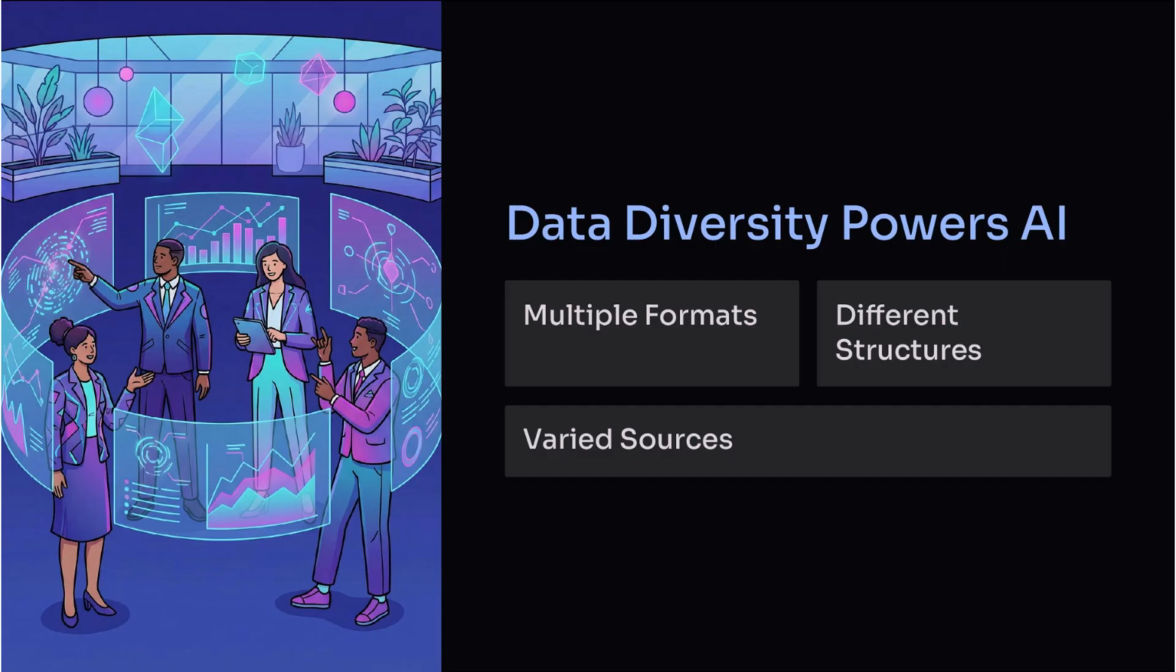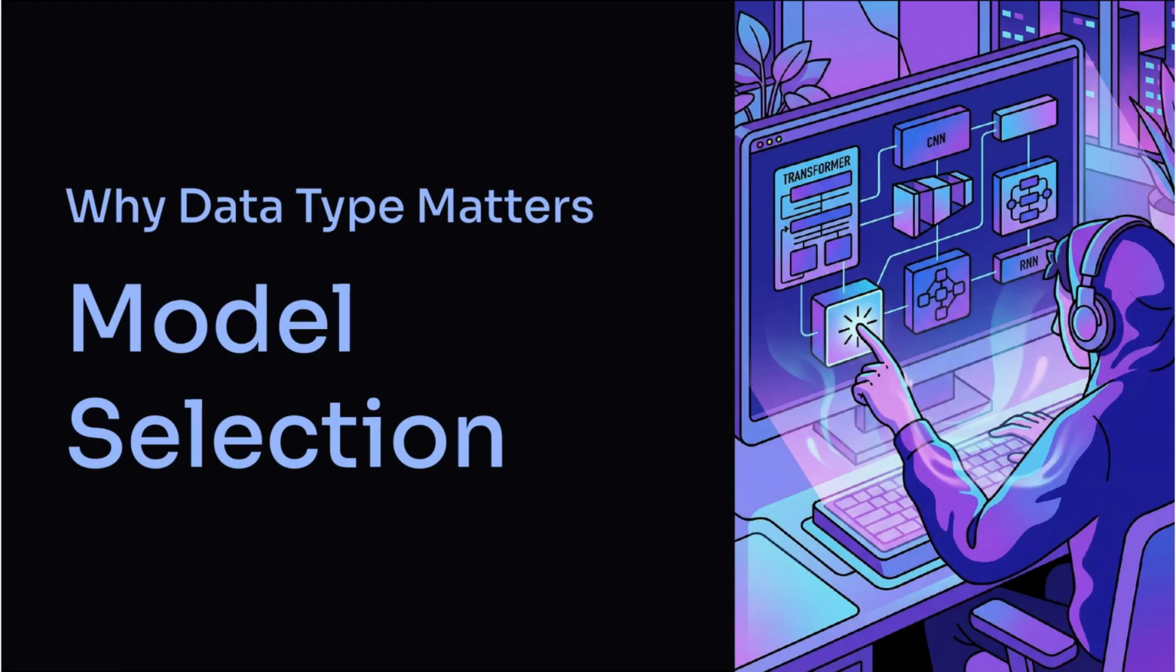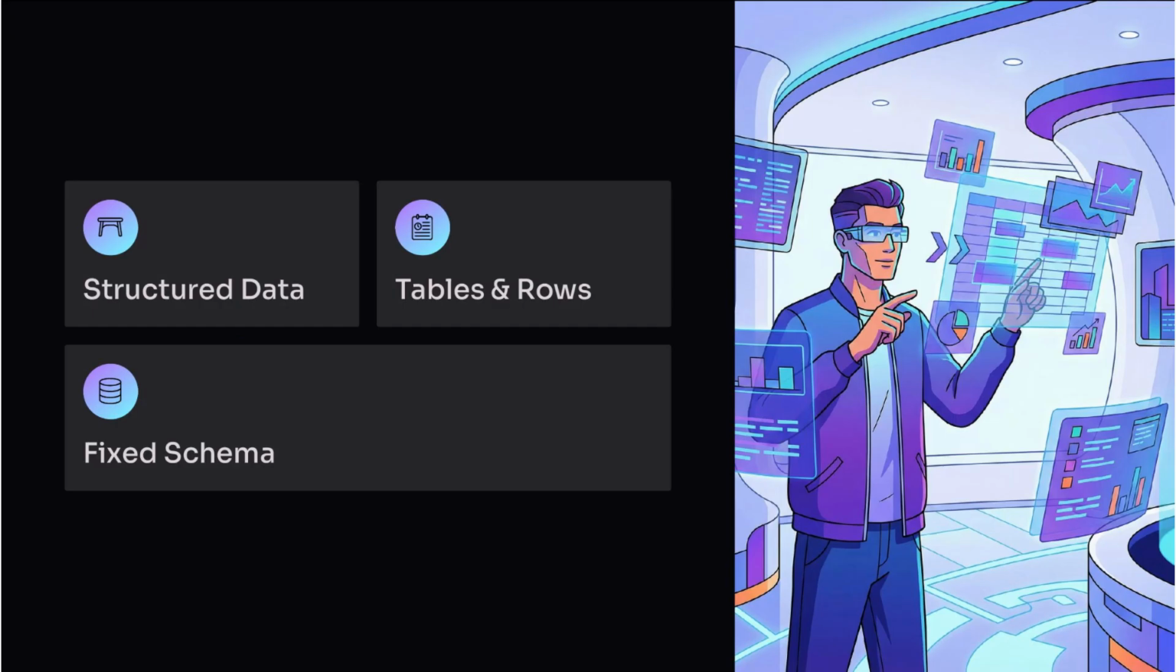A model suitable for numerical tables may be completely inappropriate for text, images, or time-based signals. Structured data is organized into fixed formats such as tables with rows and columns. Each row represents an observation, and each column represents a specific feature with a consistent meaning. Structured data follows a predefined schema. This regularity makes it easy to store, query, and analyze using traditional databases and statistical models.